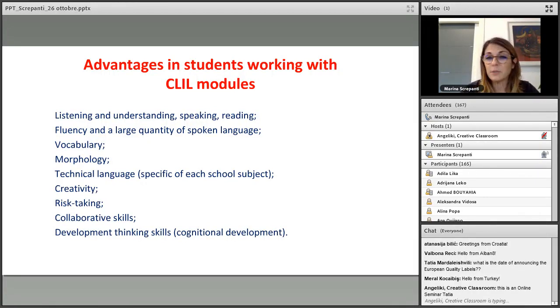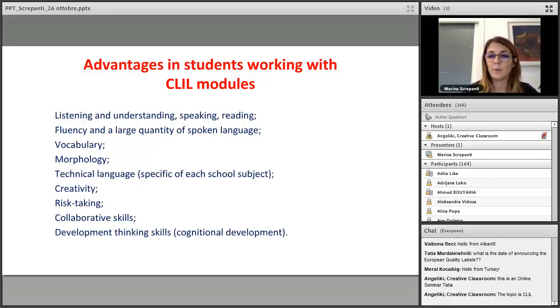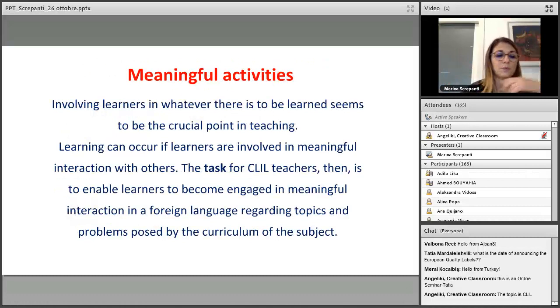The creativity, because they have to solve a problem and create a product at the end of the lesson. And then obviously collaborative skills, soft skills, and then they develop thinking skills. So they don't memorize knowledge, but they produce knowledge.